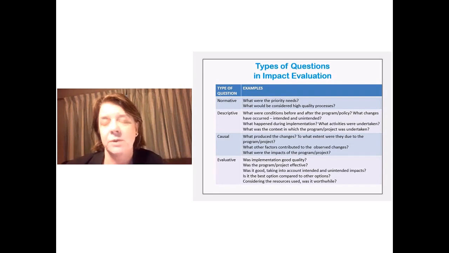And then the fourth group is looking at evaluative questions. And this is where you do that synthesis of the values and the evidence to form these overall judgments. Was the implementation good quality? Was the program or the project effective? What was its quality? Was it good, taking into account the intended and unintended impacts? And that's when you might then do some comparisons. Is it the best option? Is it better than some alternatives? And was it worthwhile? Was it cost effective? Was it value for money? These are evaluative questions where you need to combine what happened, what the contribution of the program was, and what the resources were. And overall, was it any good?